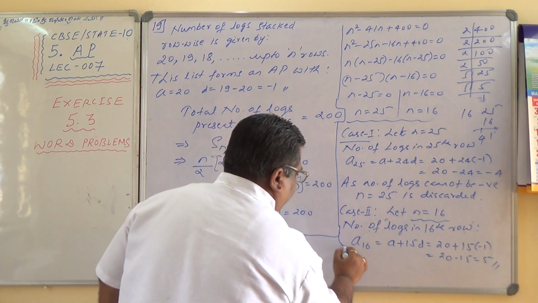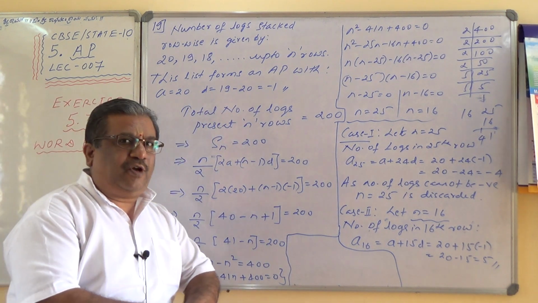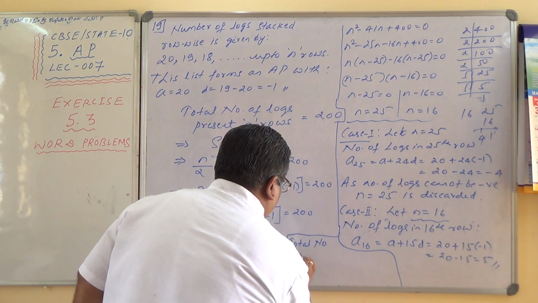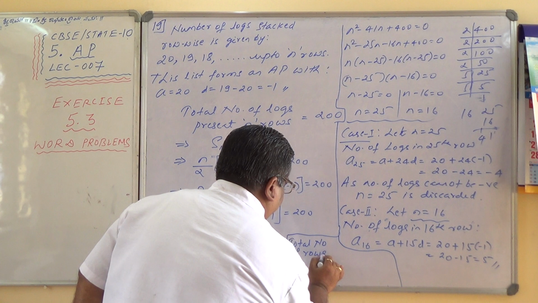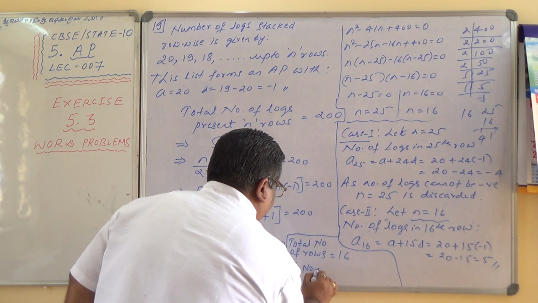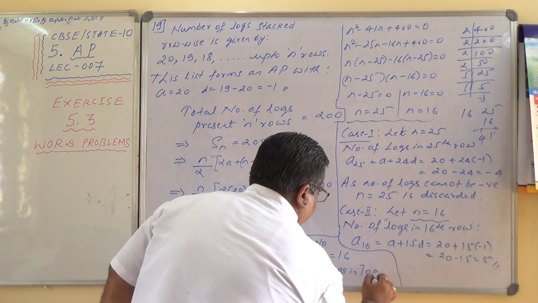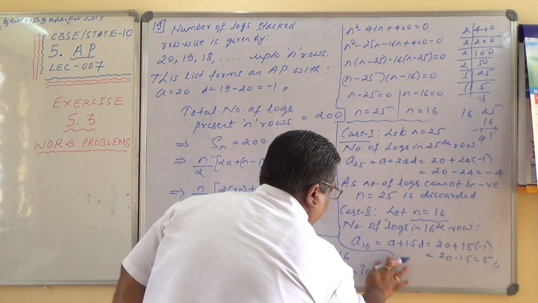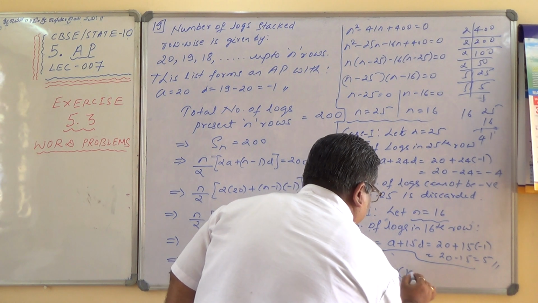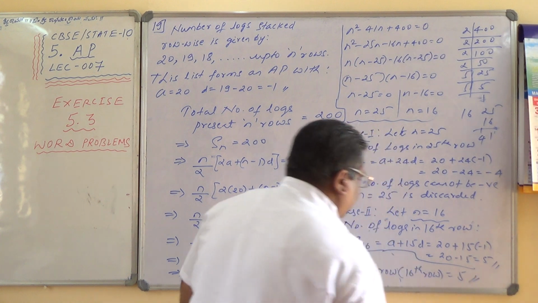What was the question asked actually? How many rows are there and how many logs are in the top row? Therefore, total number of rows equals 16 and number of logs in the top row, that is the 16th row, equals 5. Note down the answer.